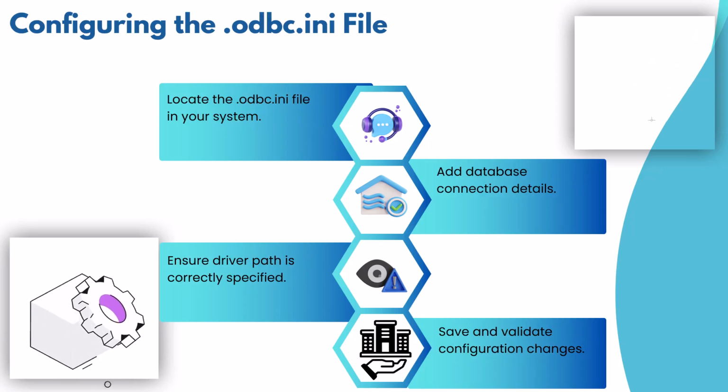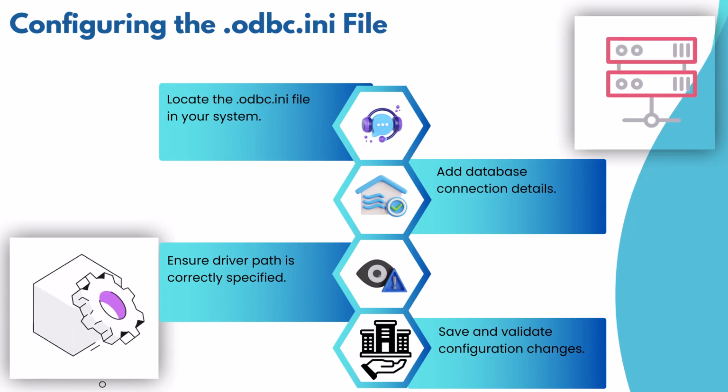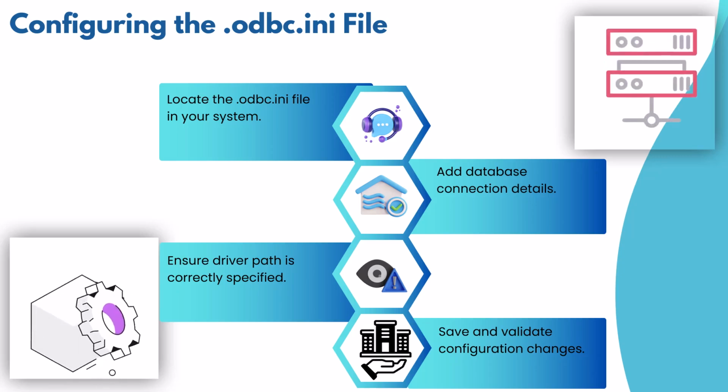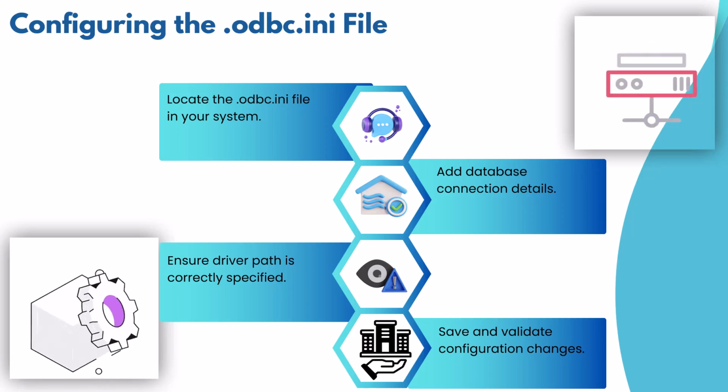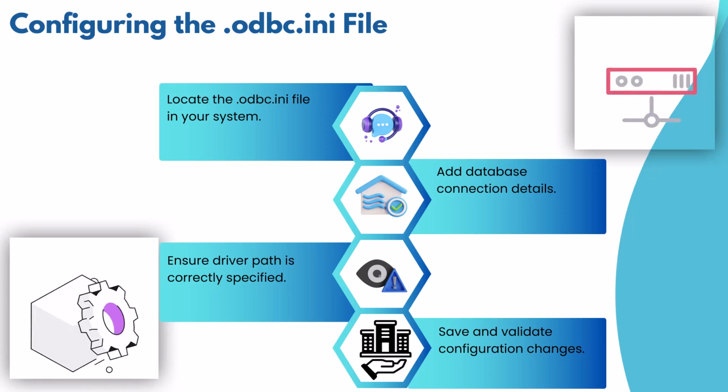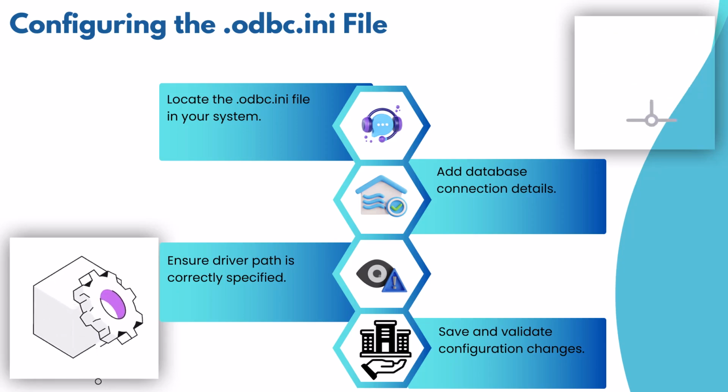Time to configure. The odbc.ini file is your connection blueprint. Getting it right is crucial. First, find it on your system. No, it's not hiding, just look carefully. Then add your database details, making sure everything is spelled correctly. Next, check the driver path. This part is like giving ODBC its GPS coordinates. Once everything is set, save it and run a quick validation. You want a smooth ride, not a crash landing.